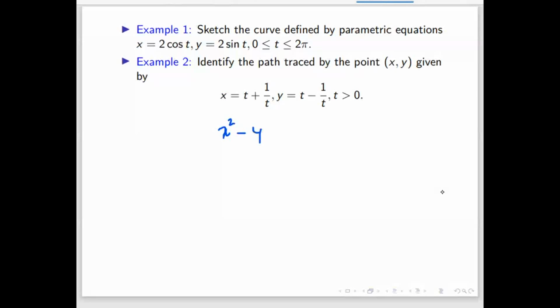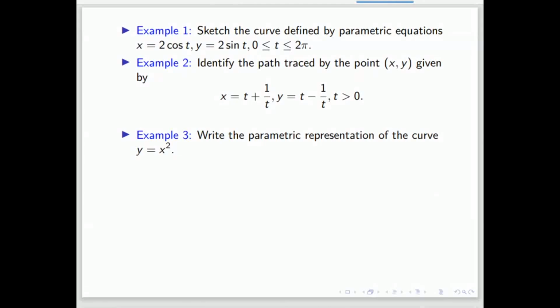So now the next example. The question is, write down the parametric representation of this curve. Like in the first example we got a circle, in this we got a hyperbola. Now the question is, can we get the reverse? This is the reverse question. The curve is given. What is the parametric representation of this? Like in terms of t, can you tell me what is the value of x and y?